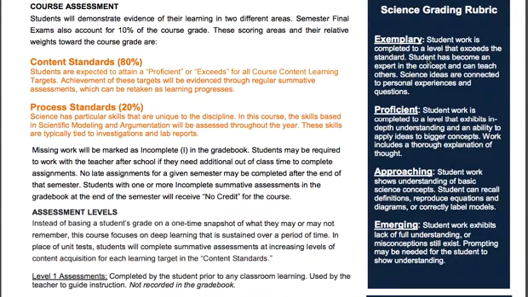Exemplary here, or exceeds at the top, is that a student has become an expert in the concept and could even teach others. They're able to connect their personal experiences and questions to that content. Usually it's going to be student projects that show this exceeding work or this exemplary work.